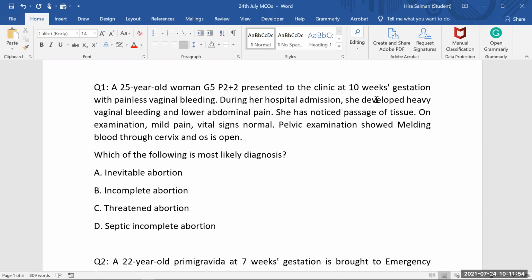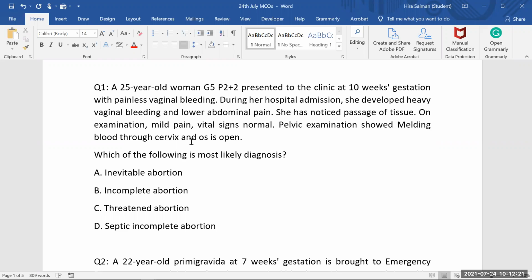So what do you think? She is 10 weeks now. During her hospital admission, heavy bleeding has already occurred. She's having pain, which means the uterus is going to expel. Something must have been expelled. She has noticed passage of tissue, so RPOCs have already been expelled. On examination, mild pain is there, but the cervix is still open. If all the products are removed from the uterus, the cervix has to be closed. That is a complete abortion.